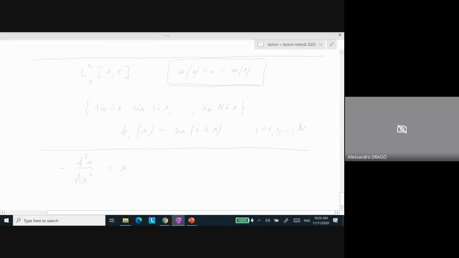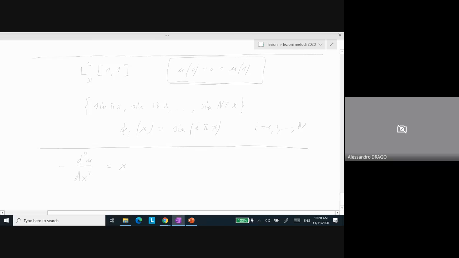And it is trivial to get the solution, you just integrate twice. If you integrate once, you get minus 1/2 x squared plus a constant. Integrate another time, you get minus 1/6 x cubed plus cx plus a constant. After you fix the 2 constants to satisfy the boundary conditions, the exact solution is 1/6 (x minus x cubed). This is the exact solution.